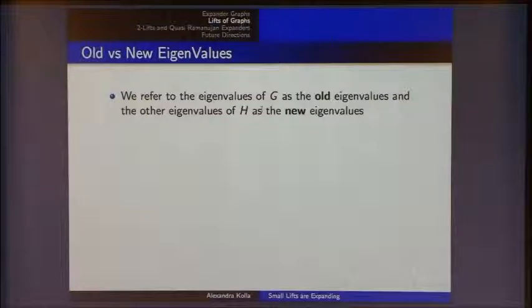So these eigenvalues that already belong to G, we call them old eigenvalues, because there's no hope for them. There's nothing you can do about them. Yeah, they're doomed. And we call the new eigenvalues the hopeful ones, the ones that we can hope to improve, to say something about.